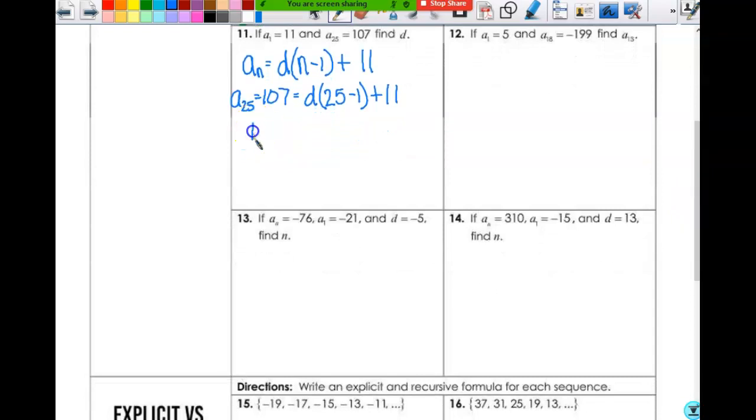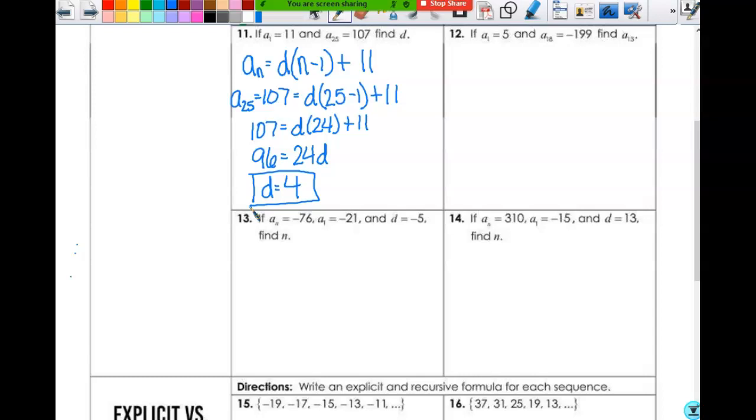So now I can solve for d. I get 107 equals d times 24 plus 11. Can totally do that. Subtract 11 from both sides, we get 96 equals 24d. So what does d equal? 4. Because you're almost at 125, right? Let me try that. Okay, easy enough? Write it down, substitute in everything you know, find what you need.